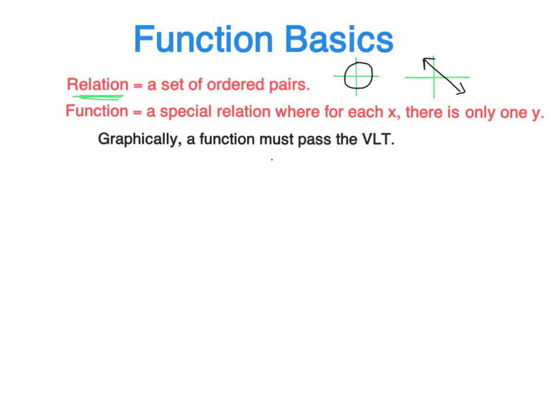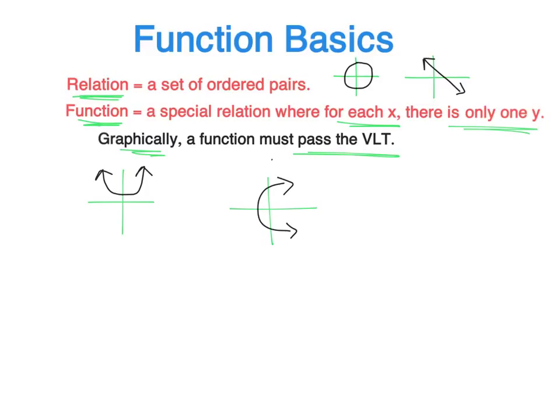Now, a function is a special type of relation where for each x there is only one y. Graphically, this means that it must pass the vertical line test. So let's look at a couple quick examples.